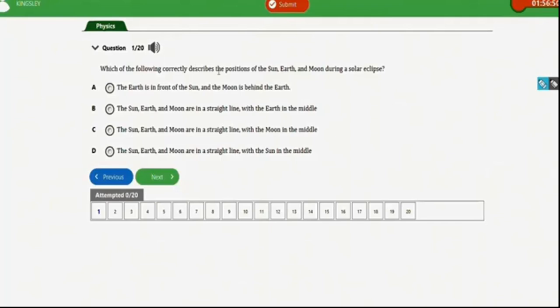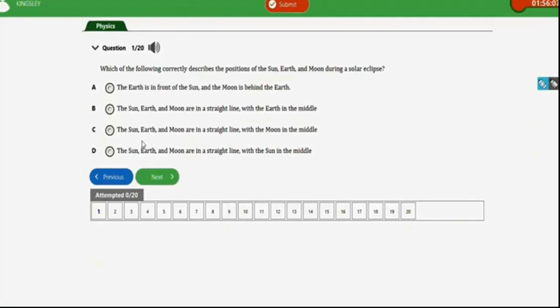The first question says, which of the following correctly describes the position of the sun, earth, and moon during a solar eclipse? A solar eclipse is an eclipse of the sun. Option: the earth is in front of the sun and the moon is behind the earth. No. The sun, earth, and moon are in a straight line with earth in the middle. No. The sun, earth, and moon are in a straight line with the moon in the middle. Yes. For an eclipse of the sun, it occurs when the moon is between the sun and the earth.